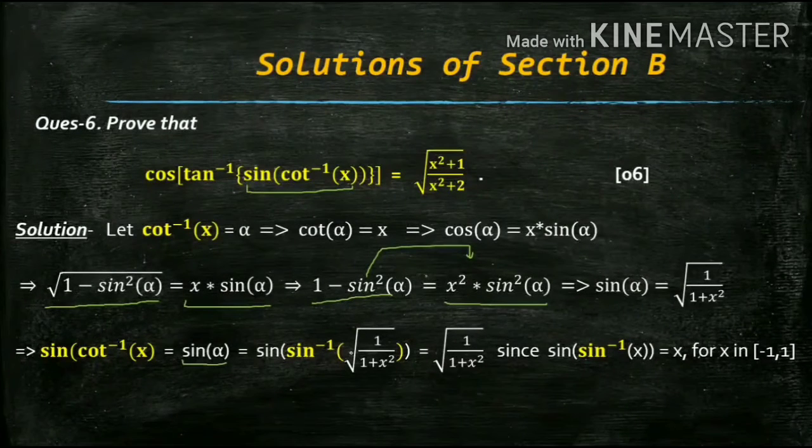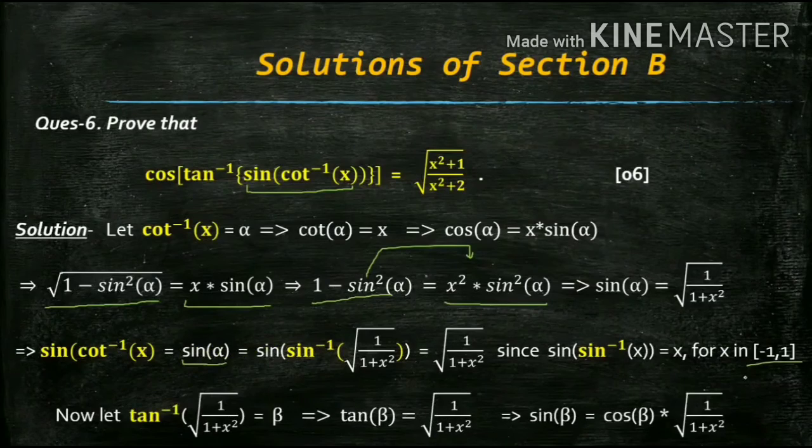Now sine of sine inverse x is nothing but this, because x belongs to this interval and you know that this is nothing but belongs to this. Okay. Now what you will be having is cos of tan inverse of this term. So I will take tan inverse of this term as beta. Then tan beta would be this term.